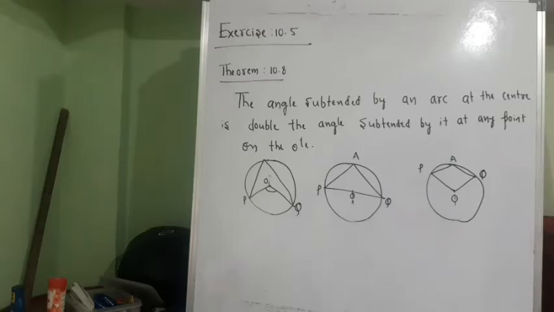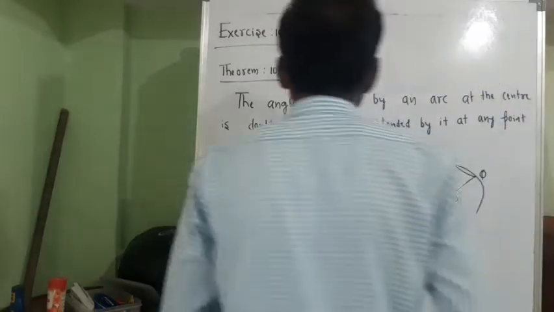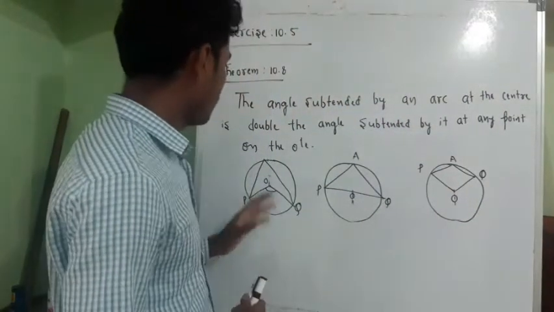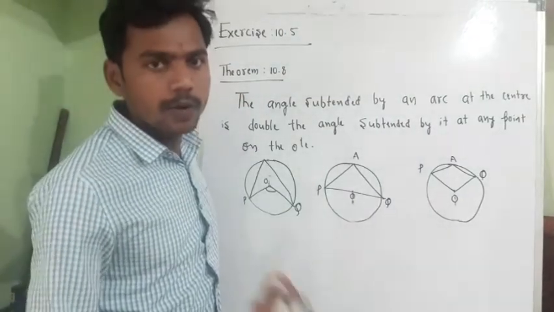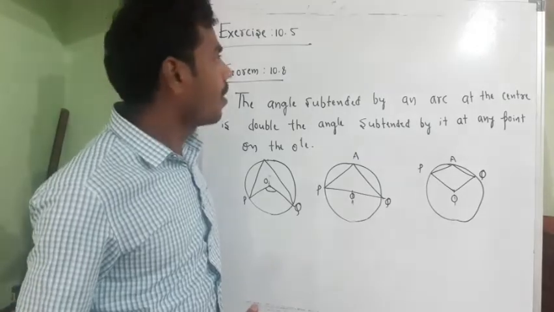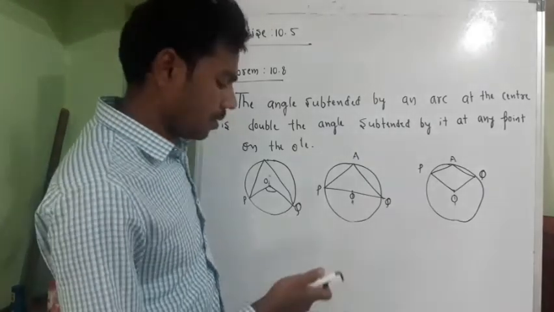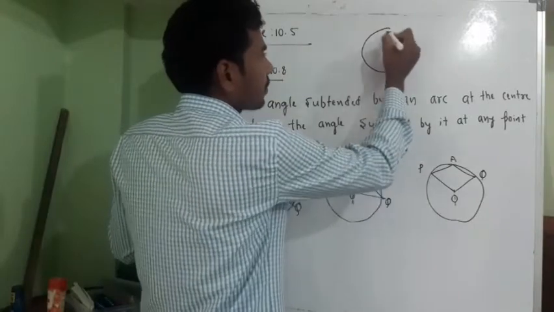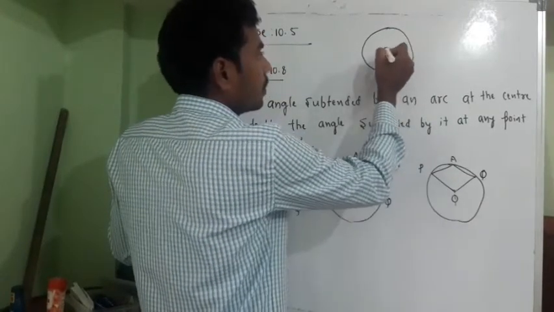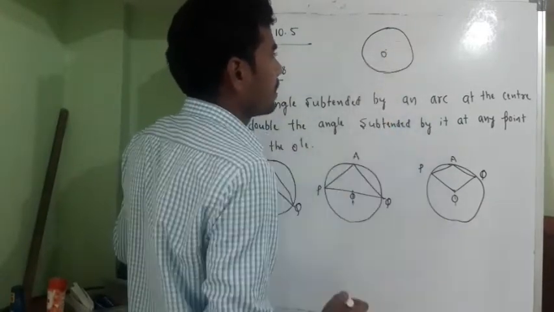Friends, we will start with the introduction for exercise 10.5. In this, we are going to study the angle subtended by an arc, and you are going to study the cyclic quadrilateral. Before that, this is a circle. O is the center of the circle.